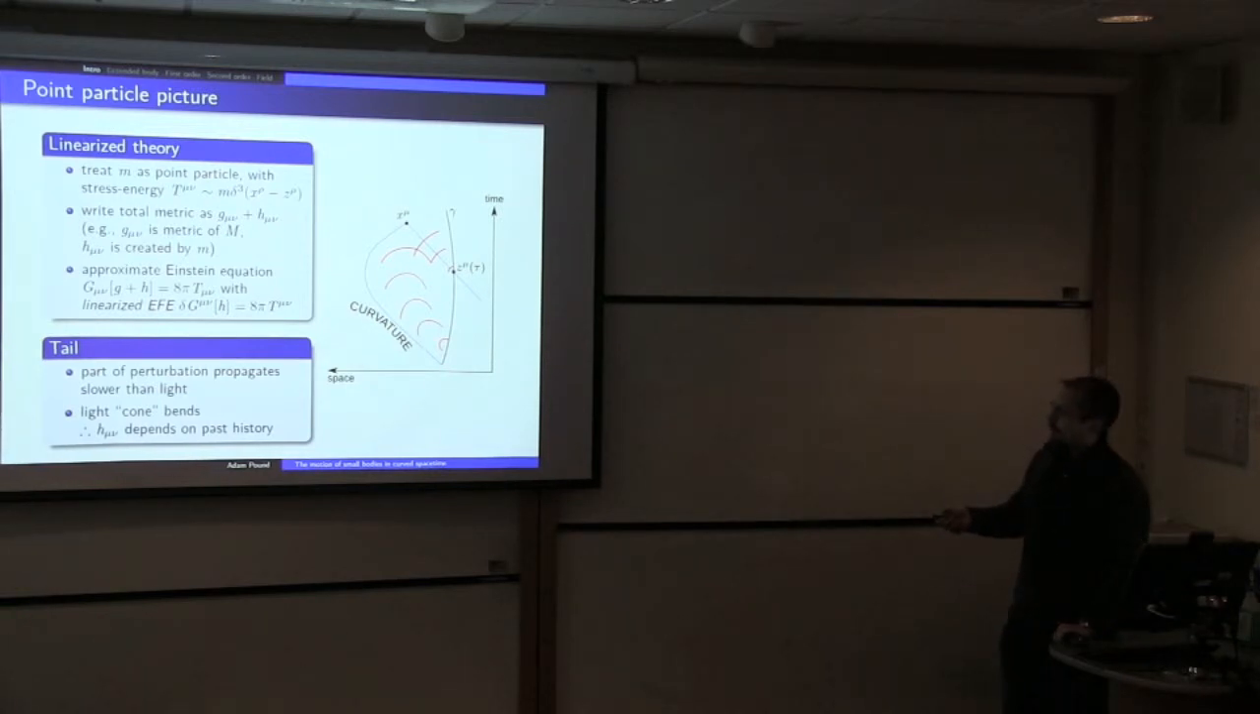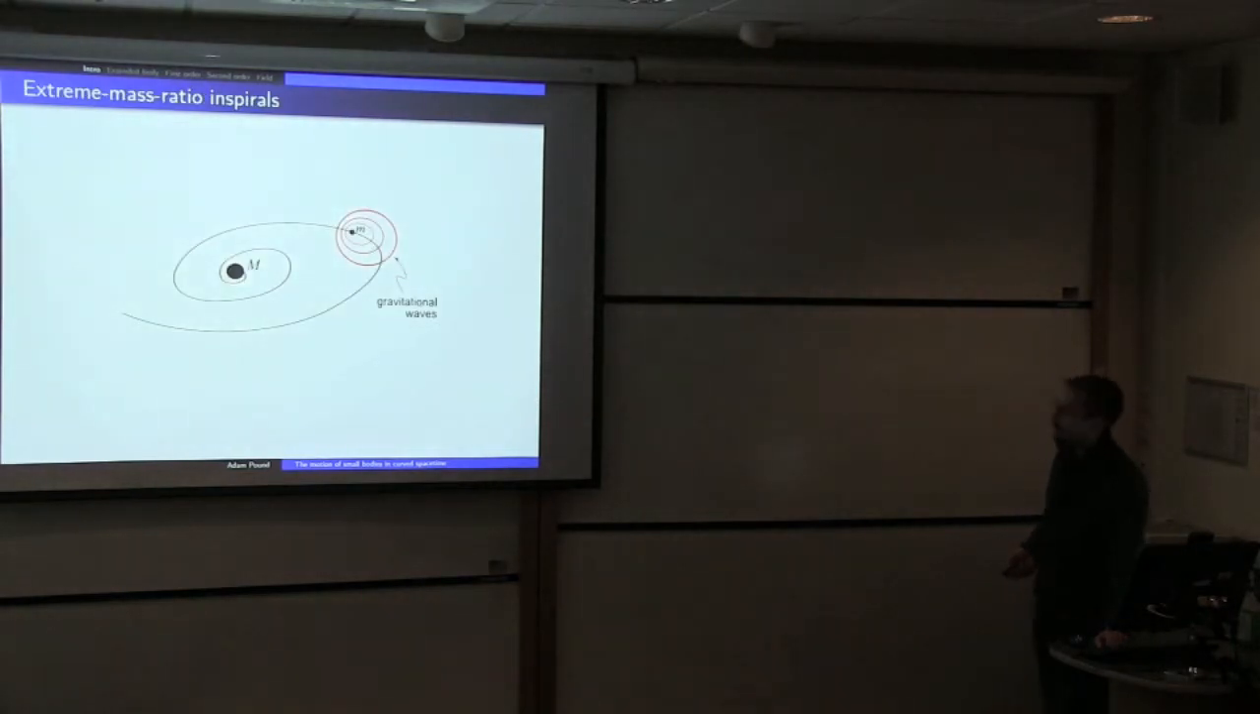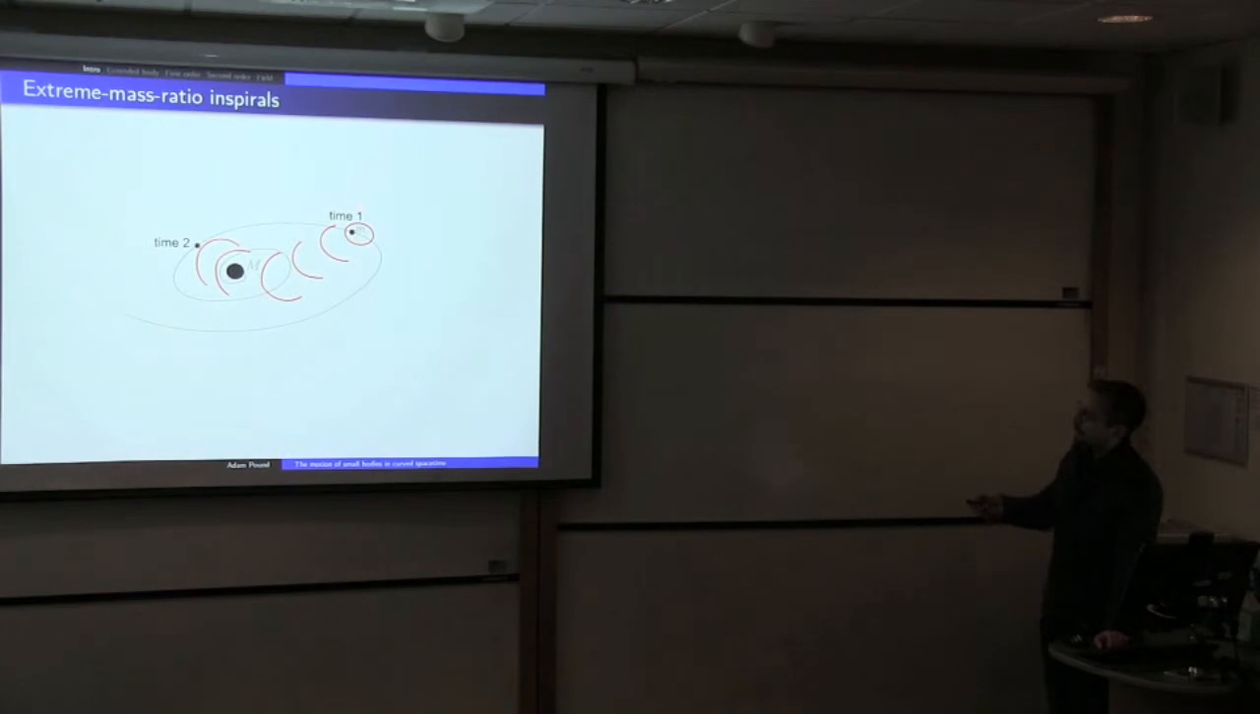So altogether what this means is that you have the field at this point x depending on the entire past history of the particle, not just something local. And this is called a tail effect. So let me illustrate that with a schematic picture of an EMRI. You can imagine the particle emitting radiation here, it comes out, gets scattered off of the large black hole, and hits the particle at a later point.